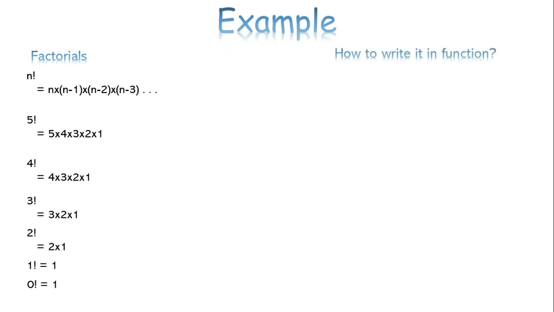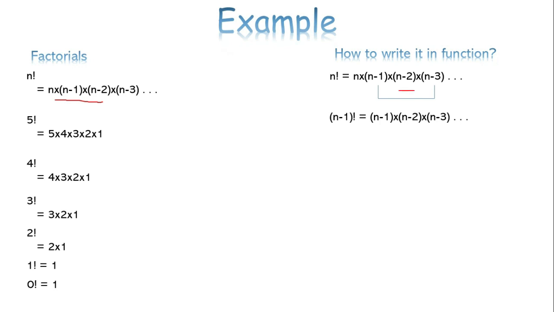To write it as a function, let's examine this equation here. n factorial equals n times n minus 1 times n minus 2 and so on. If you look at this part, it's basically equal to n minus 1 factorial. So n minus 1 factorial equals n minus 1 times n minus 2 times n minus 3, exactly the same as this. From here, we can conclude that our equation can be: n factorial equals n times n minus 1 factorial.